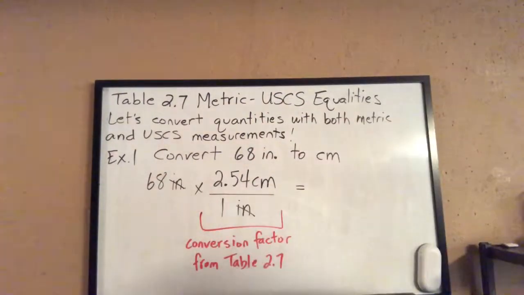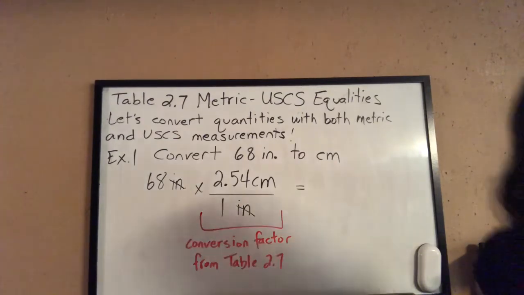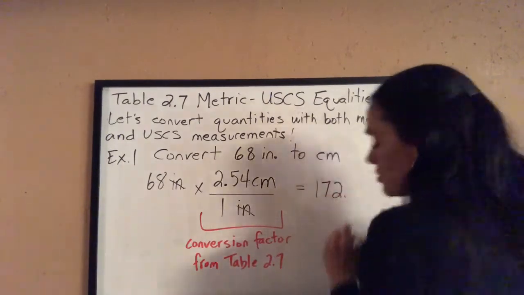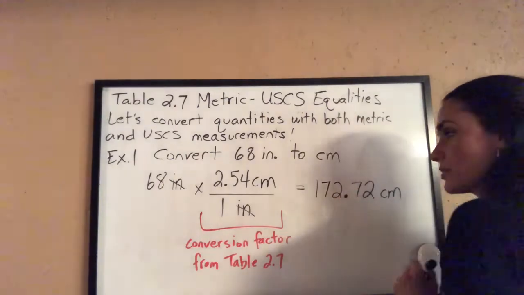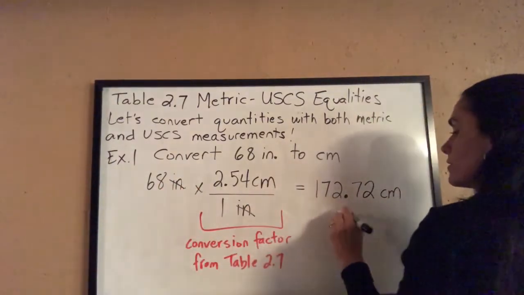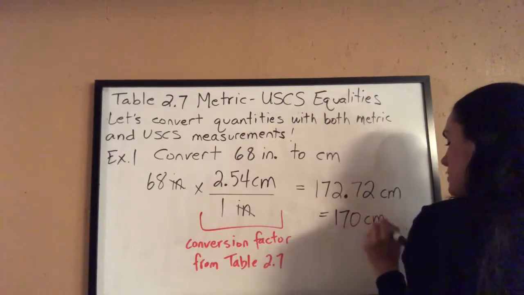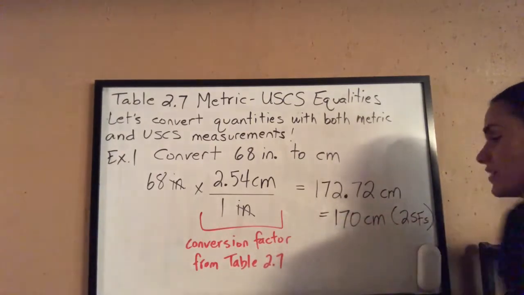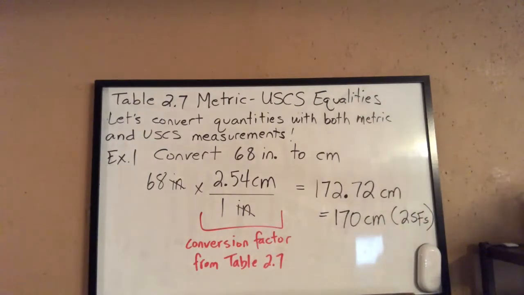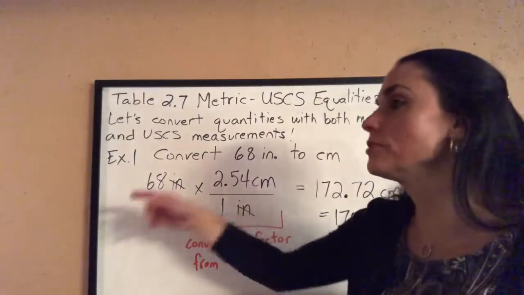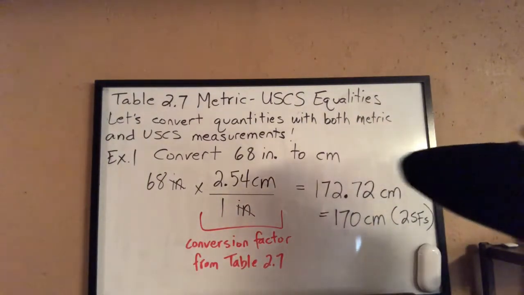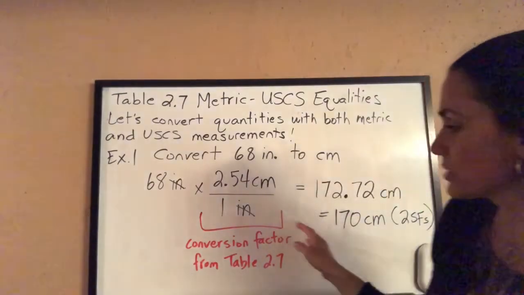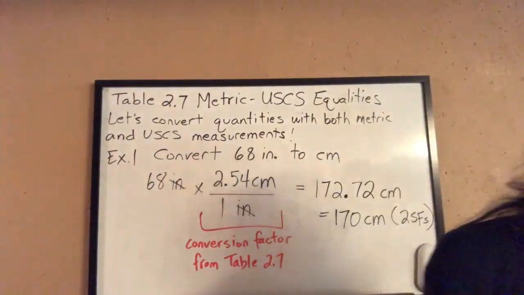So then the math, you do 68 times 2.54, and you would get 172.72 centimeters. But rounding to proper significant figures, we have two significant figures. This would round to 170 centimeters with two significant figures. Okay, if we're following the rules of significant figures, and this measurement had only 2, so the converted measurement, 2. Okay? The equality comes from table 2.7 to convert inches to centimeters.